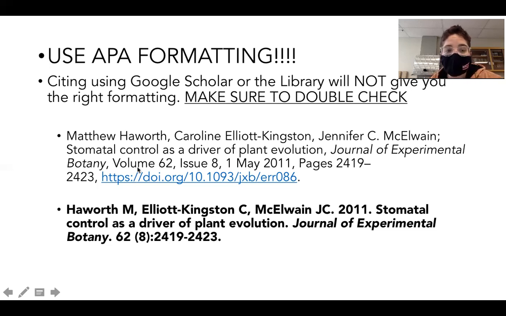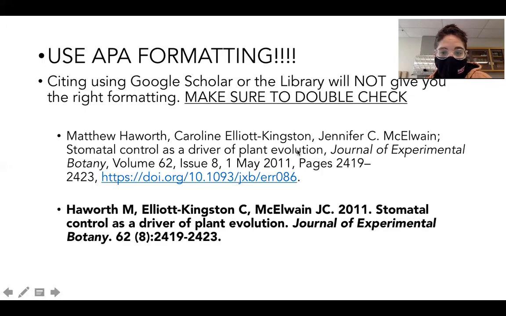But we don't ask for the volume and issue. You don't have to type that out. We want you to put it in the format that we're asking. You can put the DOI if you want, but you don't have to. And then again, the date here, May 2011: in APA format, the date goes after the authors. So make sure you're checking it, and make sure you're putting it in the correct format.